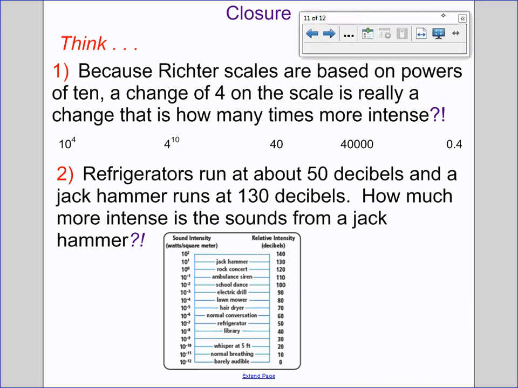Refrigerators run at about 50 decibels and a jackhammer runs at 130 decibels. How much more intense is the sound from a jackhammer? For that, we can just use our chart and look at the powers of 10. So we don't have to do any calculations or formulas for number 2, but we do have to count levels and powers of 10.